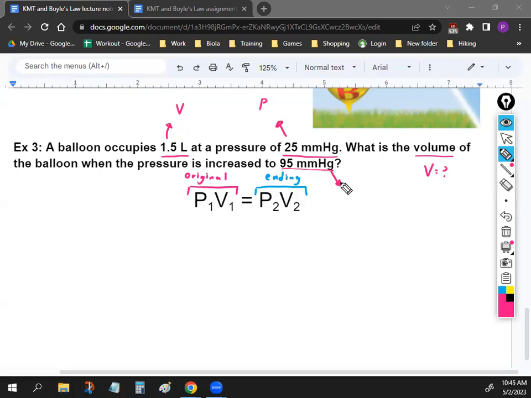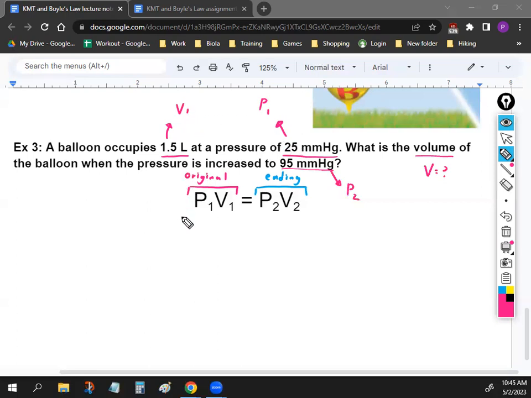So this is obviously pressure, okay? But we can actually figure out now if this is the original or the ending pressure. If it increased to 95, is this the starting pressure or the ending pressure? This is the ending, right? So is it P1 or P2? P2, okay, which means this is going to be P1, and this is associated with this pressure, so this is going to be V1, okay?